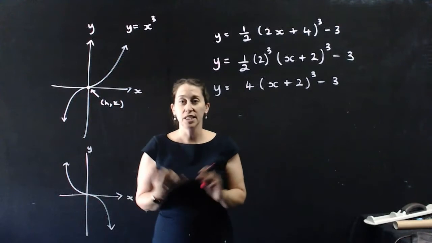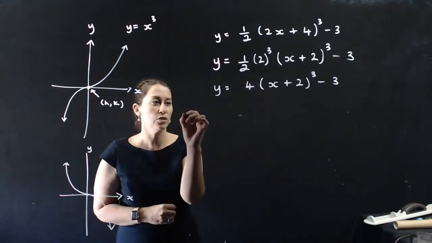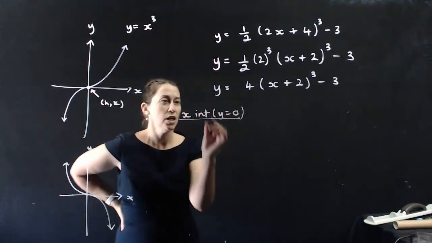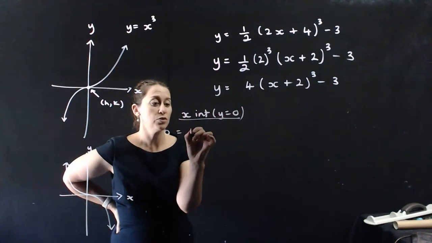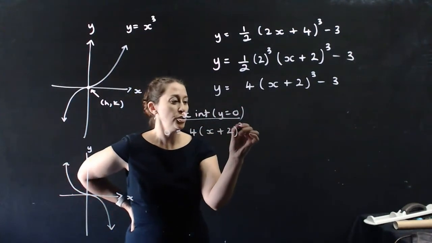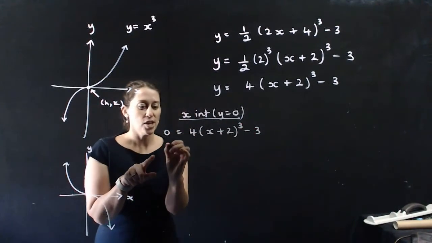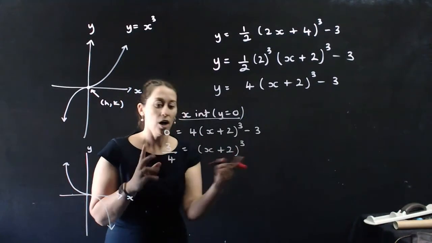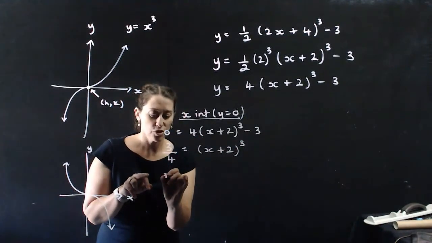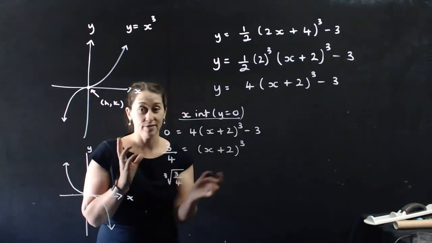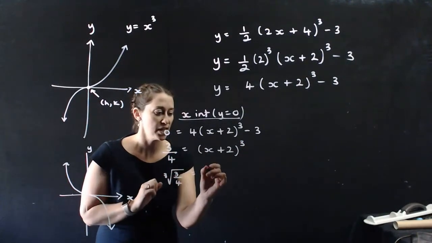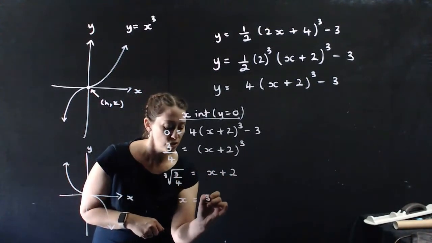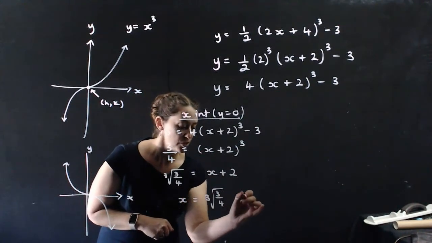So we still need to find any x-intercepts, y-intercepts, etc. So let's do the x-intercepts first, and they occur when y equals 0. So when y equals 0, we get 0 equals 4 bracket x plus 2 cubed minus 3. Move the 3 over and divide by 4 equals x plus 2 cubed. I can cube root this, cube root of 3/4, whatever that is. I'll probably estimate that or use a calculator. And then to find x, I'm going to subtract 2. So x becomes the cube root of 3/4, take away 2.